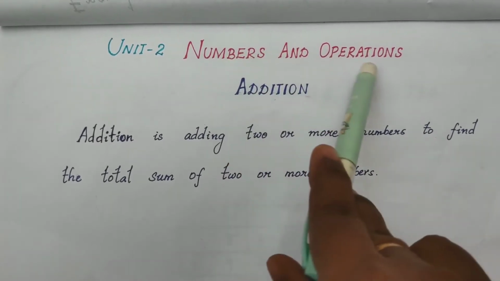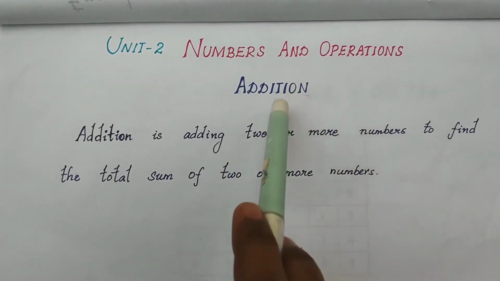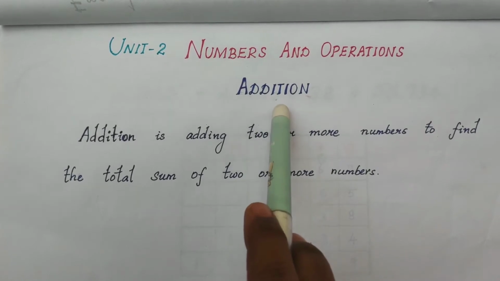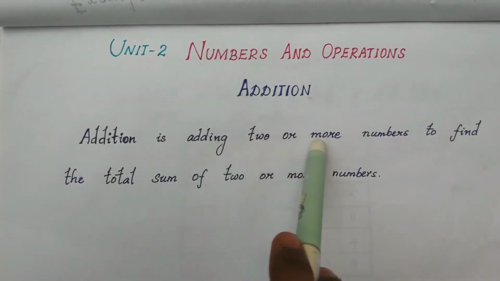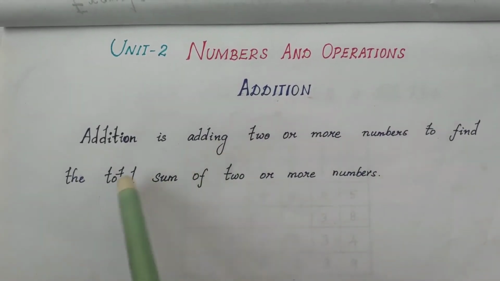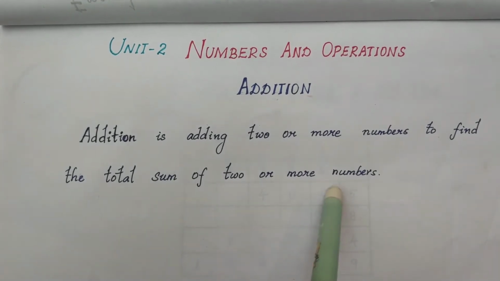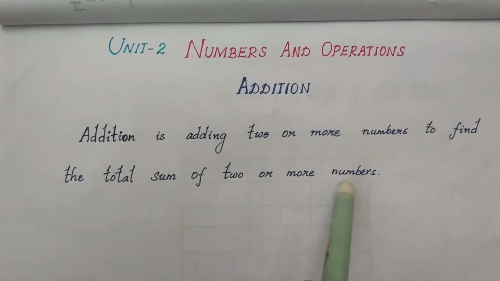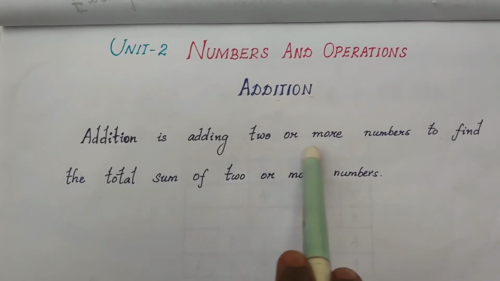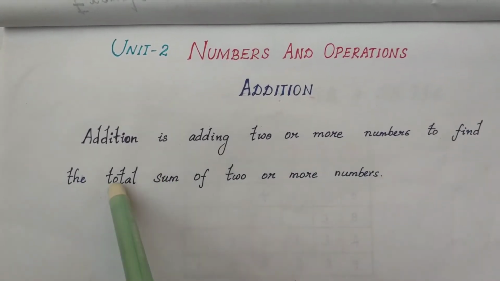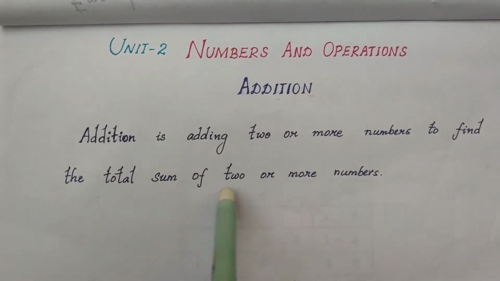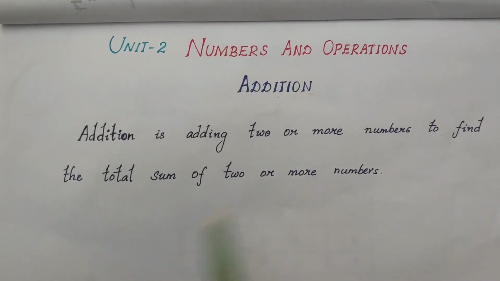In this Numbers and Operations unit, at first we will see addition. What is addition? Adding two or more numbers to find the total sum of the two or more numbers is addition. I repeat it, adding two or more numbers to find the total sum of the two or more numbers.